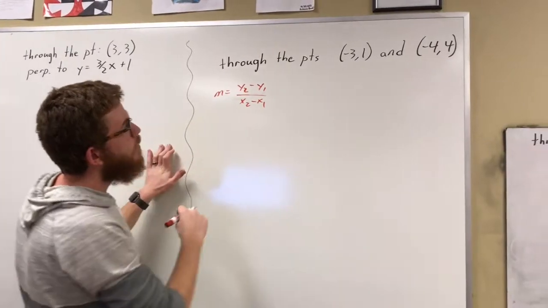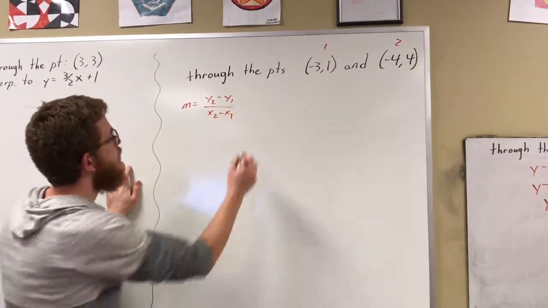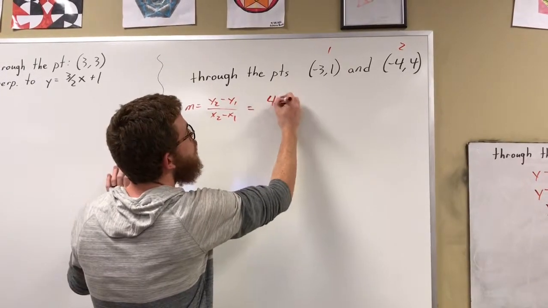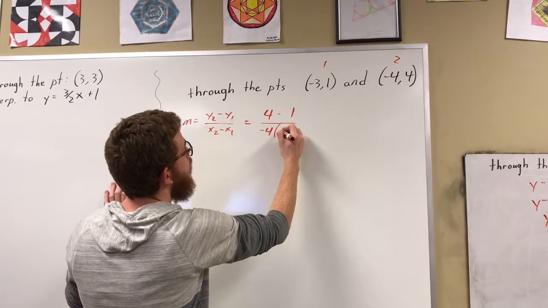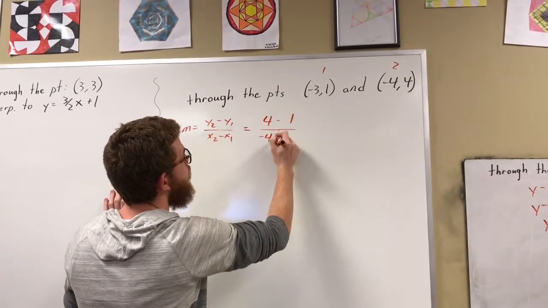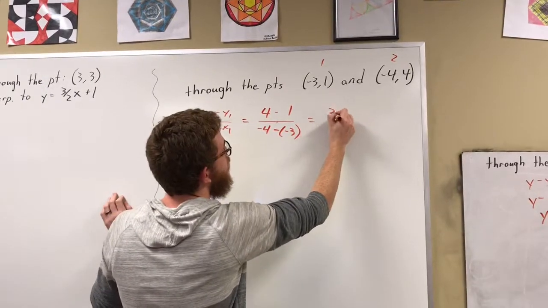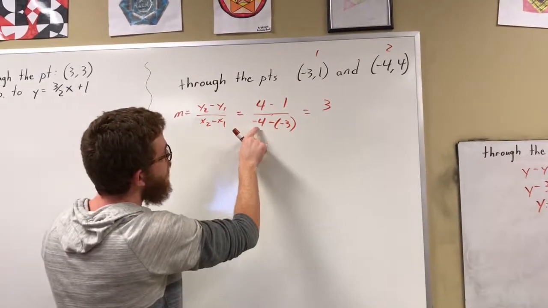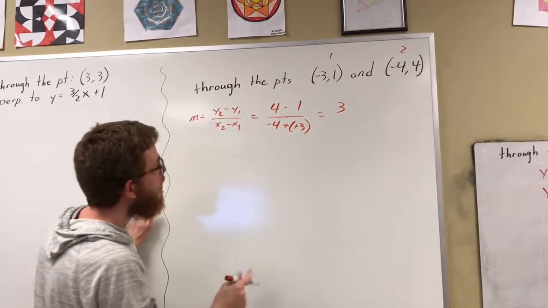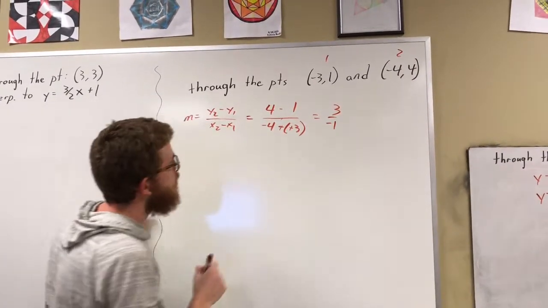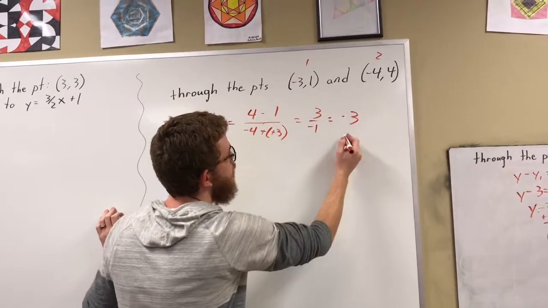And we're going to plug in one point. I'm going to call this second one point 2, this first one point 1. We know it's y2 minus y1 over x2 minus x1. 4 minus 1 gives us 3 on the bottom. 4 minus a -3, well, that's the same thing as -4 plus 3, which gives us -1. So our slope is -3.